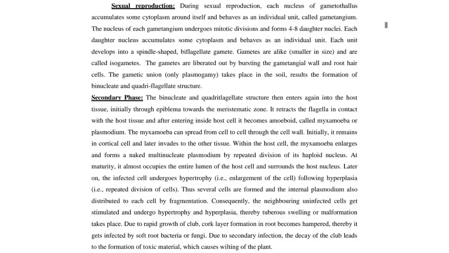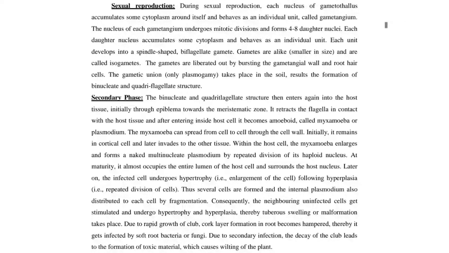Sexual reproduction. During sexual reproduction, each nucleus of the gametothallus accumulates some cytoplasm around itself and behaves as an individual unit, called gametangium. The nucleus of each gametangium undergoes mitotic divisions and forms 4 to 8 daughter nuclei. Each daughter nucleus accumulates some cytoplasm and behaves as an individual unit. Each unit develops into a spindle-shaped, biflagellate gamete. Gametes are alike, smaller in size, and are called isogametes. The gametes are liberated by bursting of the gametangial wall in root hair cells. The gametic union, only plasmogamy, takes place in the soil and results in the formation of a binucleate and quadriflagellate structure.